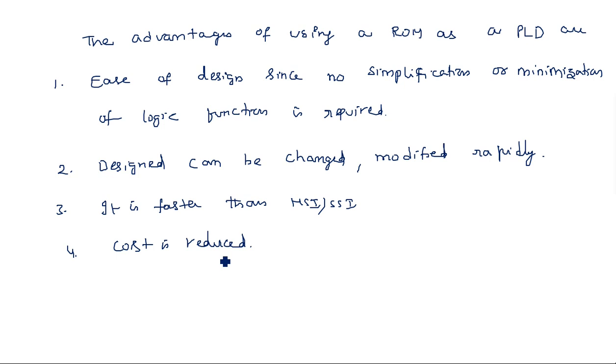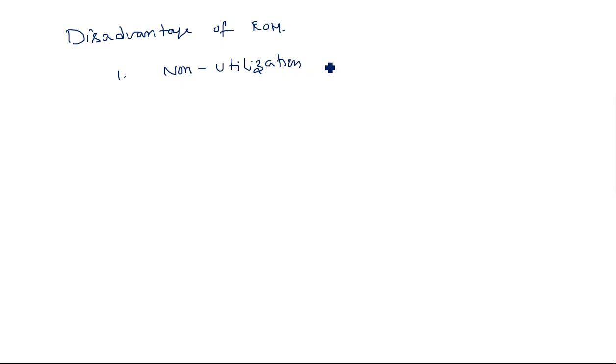Along with advantages, we also have some disadvantages, like non-utilization of complete circuit. The main disadvantages of programmable read-only memories, the disadvantages of ROM, the first one is non-utilization. You can understand what we mean by non-utilization of the ROM. I will explain it when we go into the circuit design. Non-utilization of complete circuit.